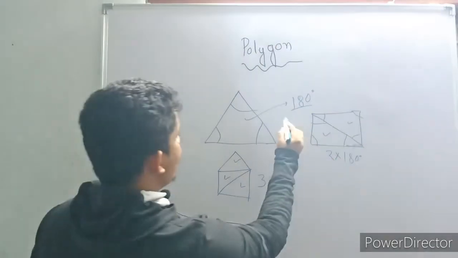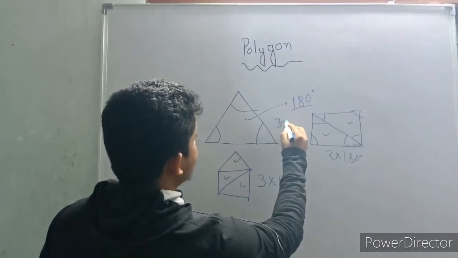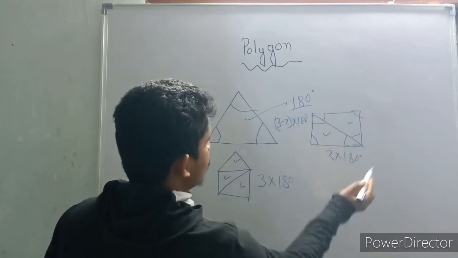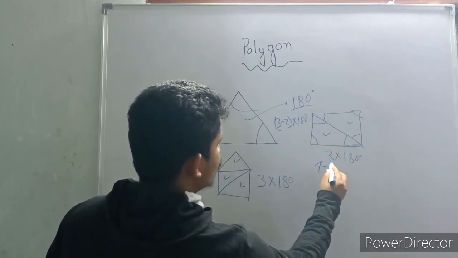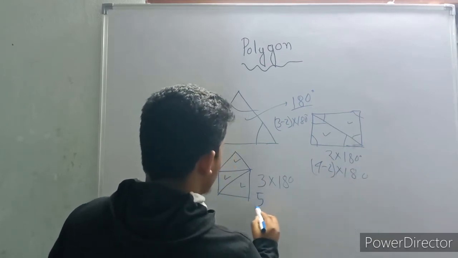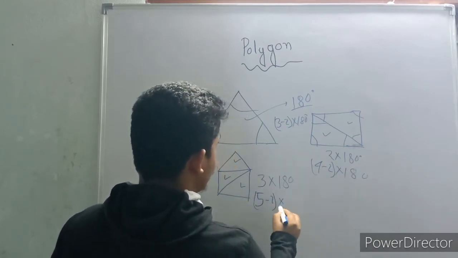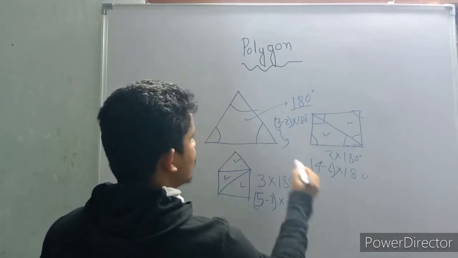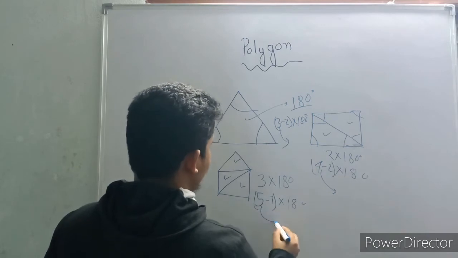See, we can write this as 180, like this: 3 minus 2 into 180. Here we can write 4 minus 2 into 180. Here we can write 5 minus 2 into 180. So here 3 is nothing but the number of sides, here 4 is the sides, here 5 is the sides.